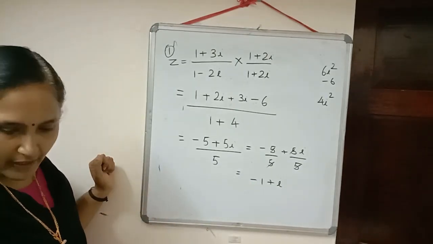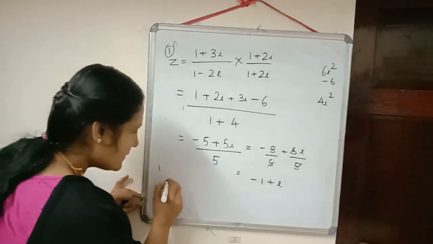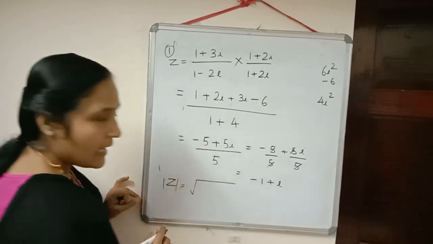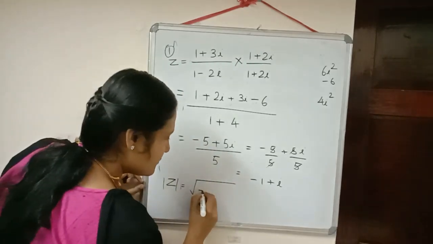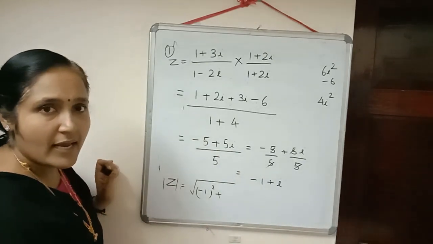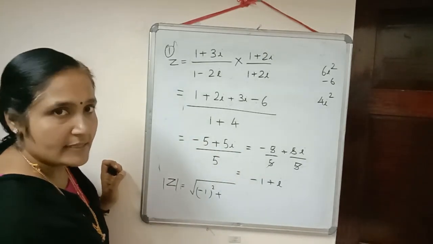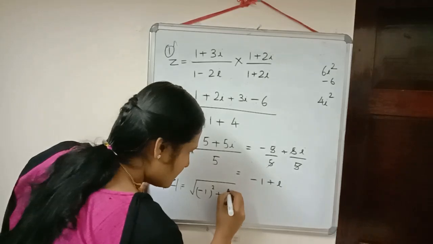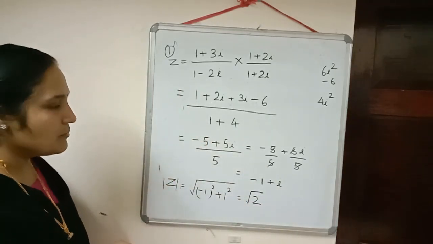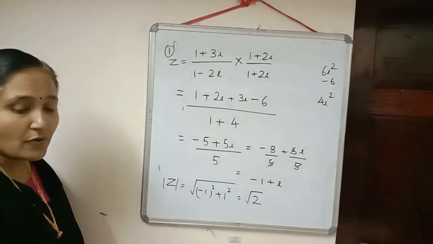So first we have to find out the modulus. We know the formula, mod z is equal to square root of x square plus y square. So minus 1 the whole square plus, what is the coefficient of i here if nothing is there? Yes, it is equal to 1. So 1 square. So that will come is equal to root 2. So the modulus we got is equal to root 2.